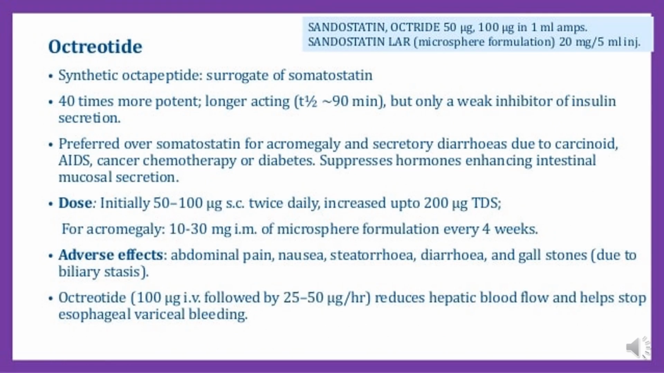Octreotide, a synthetic octapeptide, is a surrogate of somatostatin. It is 40 times more potent, longer acting, but only a weak inhibitor of insulin secretion. The dose is 50 to 100 μg twice daily. For acromegaly, it is 10 to 30 mg. Adverse effects lead to abdominal pain, nausea, steatorrhea, diarrhea, and gallstones.